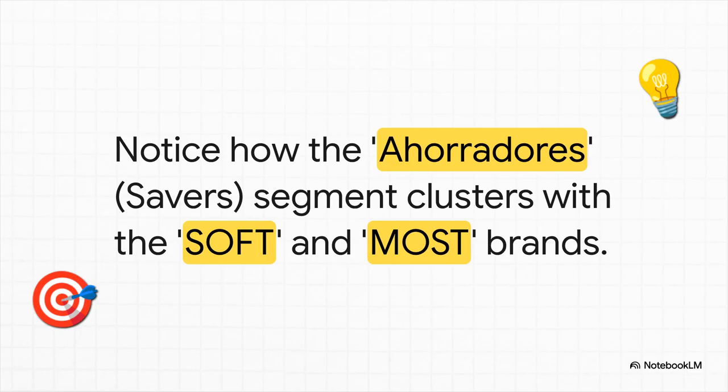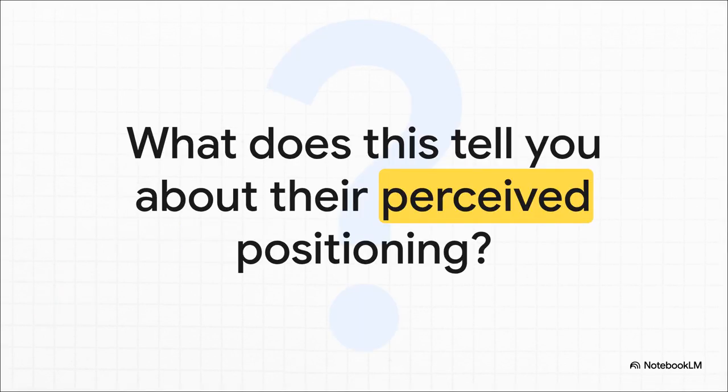And check this out. This is a perfect example of what I'm talking about. Look down in that bottom right corner. See that little group? The ahorradores, or the saver segment, is clustered super tightly with the brands Soft and Most. They're all huddled together. So, what does that tell you? Just seeing them that close together, what can you guess about how the saver segment perceives the value of those two brands? See, this is the kind of deep, strategic question the MDS map lets you ask.